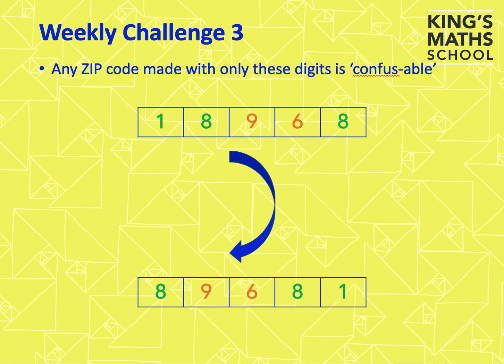So a confusable zip code is one made with only these digits. So the zip code 18968, when I rotate it 180 degrees, when I turn it upside down, looks like 89681. And therefore that could be confused by the machinery. Possibly that one does, 92165. With a little bit of generosity, that will look like 59126 when we turn it upside down. Again, the more I draw my 2s like Zs, the more I draw my 5s like Ss, the more likely it is for that mistake to be made.